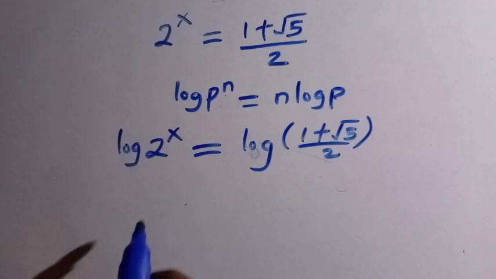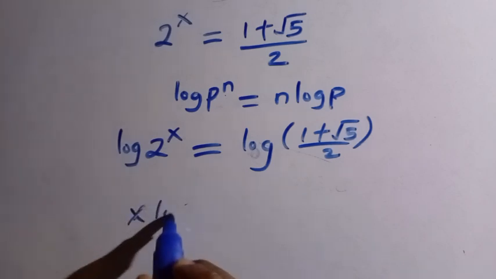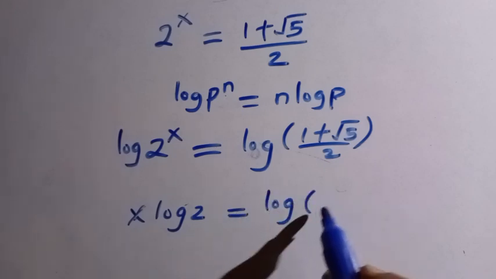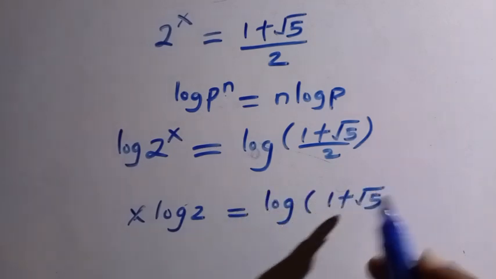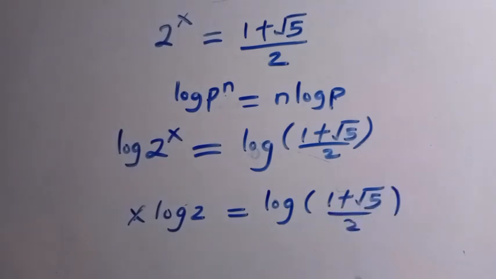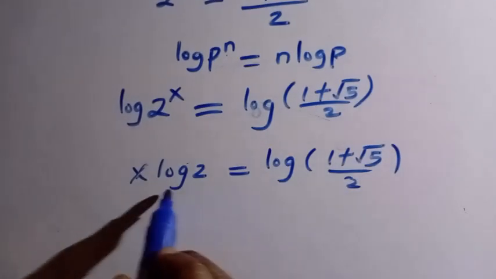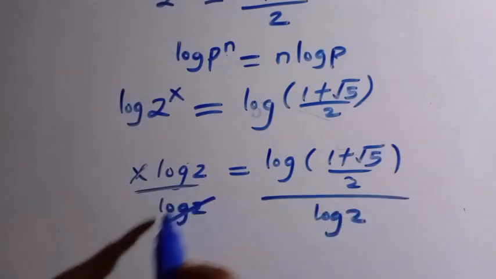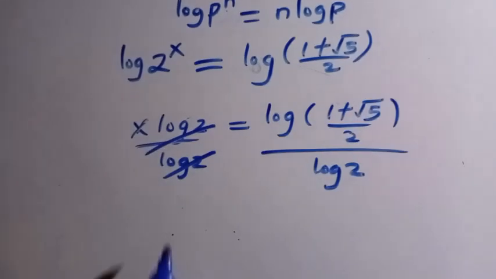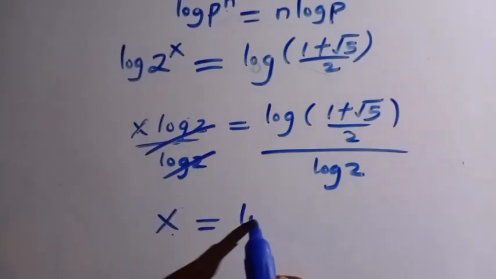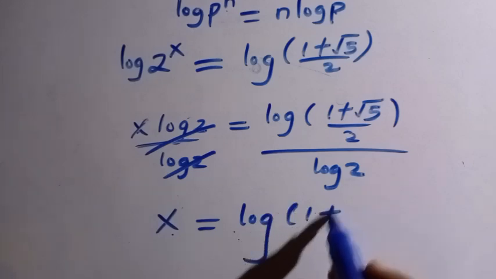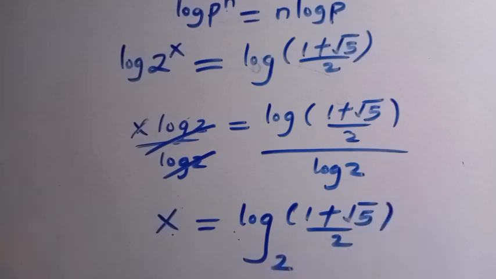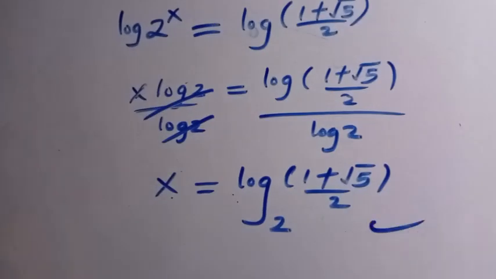By applying that law, we consider this as x log 2 equals log of 1 plus root 5 divided by 2. Then we divide both sides by log 2. When log 2 cancels log 2, we have only x equals the logarithm of 1 plus root 5 divided by 2, all in base 2. And here is the result to this problem.